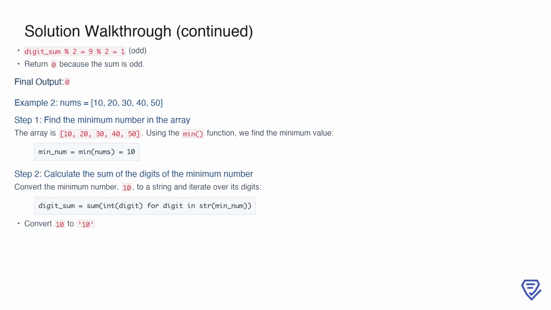Next, we determine whether this sum is even or odd. Since 1 % 2 equals 1, the sum is odd. Therefore, the function returns 0. The final output for this example is also 0.